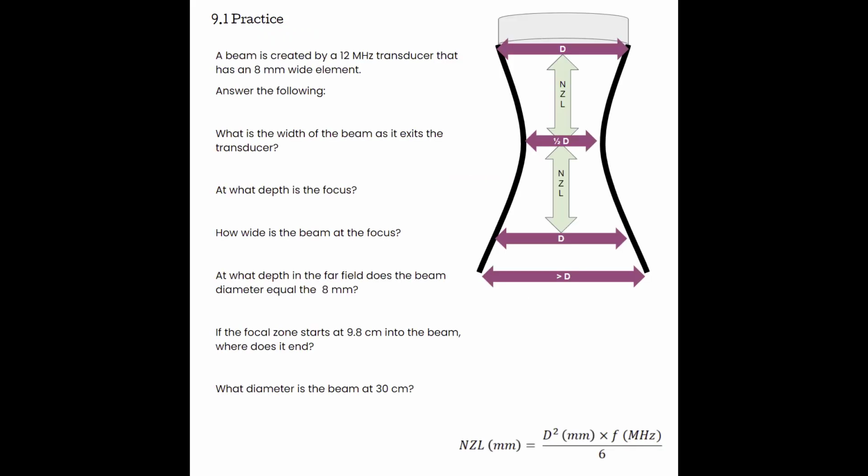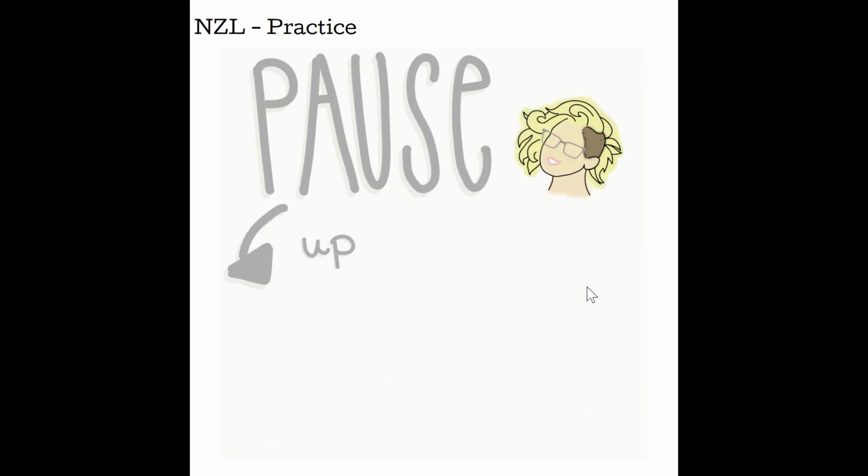Next up, we have 2 practice problems in the workbook. We have a 12 megahertz transducer that's 8 millimeters wide, and we have a 6 megahertz transducer that is also 8 millimeters wide. We're going to use the element width and the frequency to discover a little bit more about the diameter, the near zone length, the focus, the far field diameter, and what happens in the far field. Make sure you try to work through your practice problems.